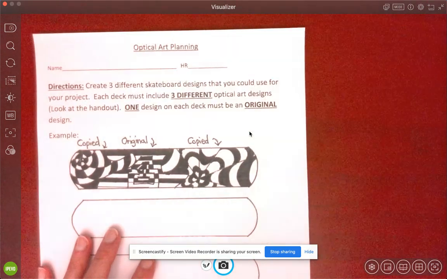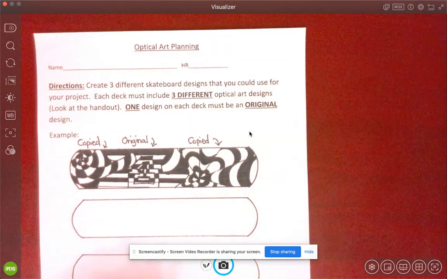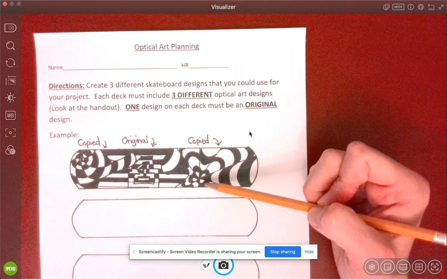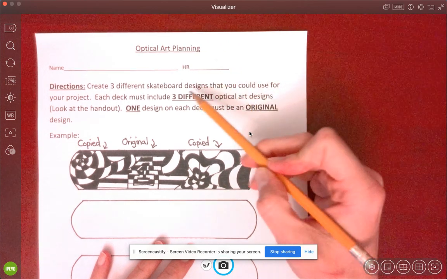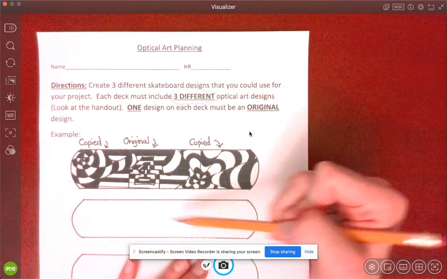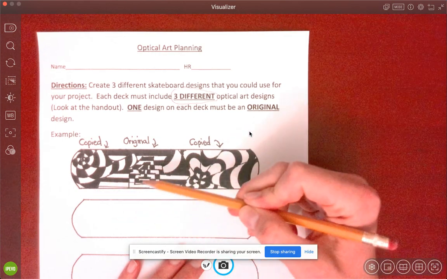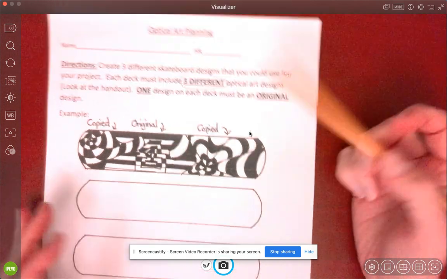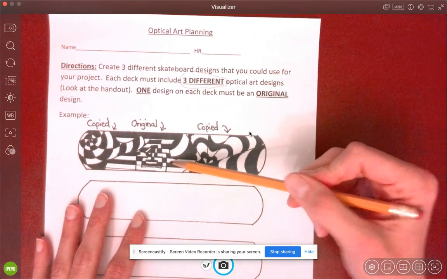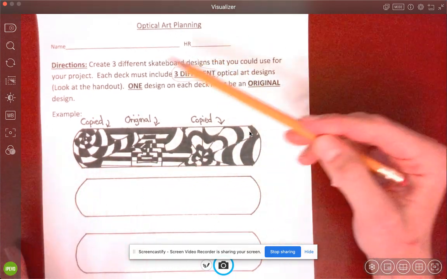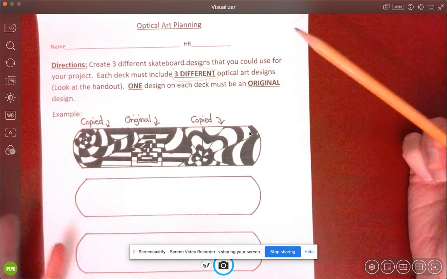And then optical art. Because optical art is easy to just copy the process, you need to have 3 different optical art designs. Basically, I combine 3 different designs into one to make something new. So this is an original design here. Copied this one, copied this one. So I'm trying to make something look new, okay?